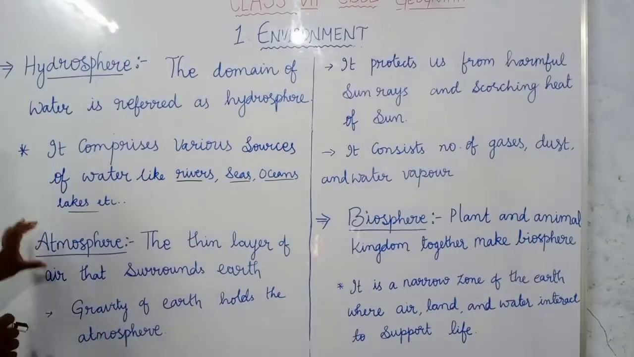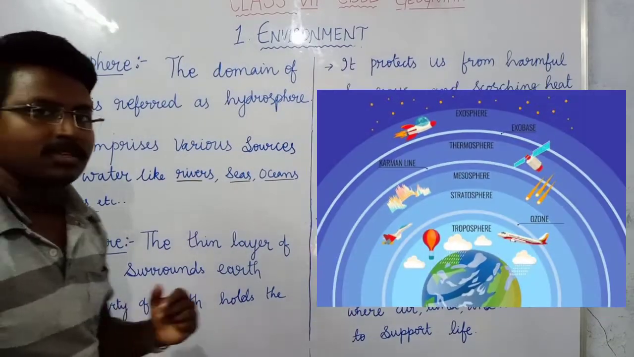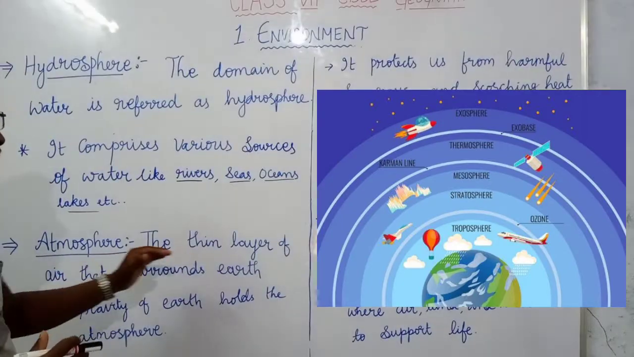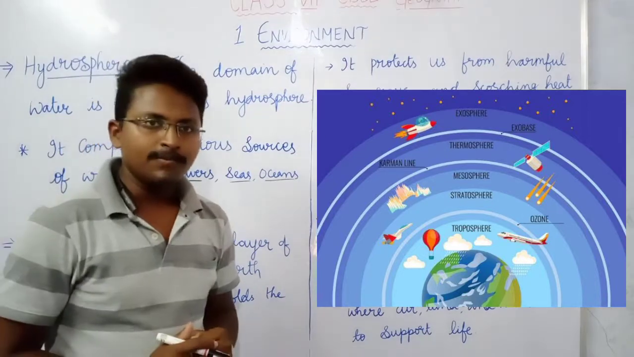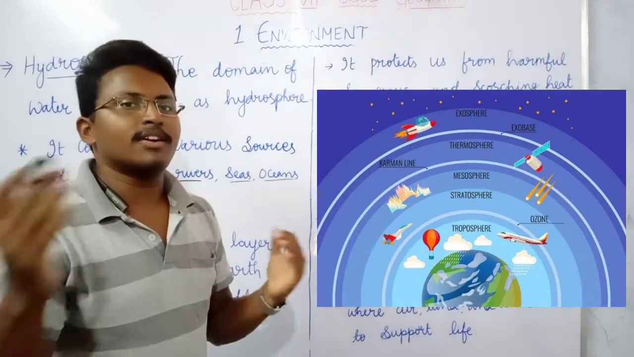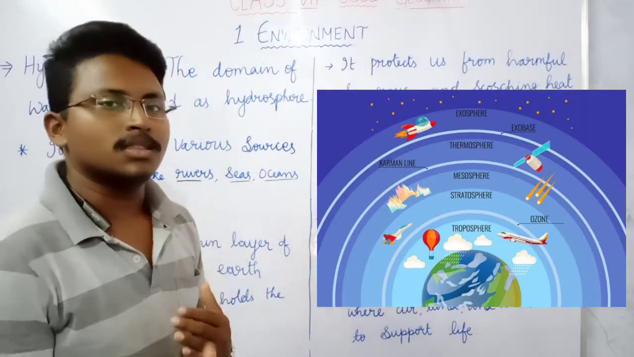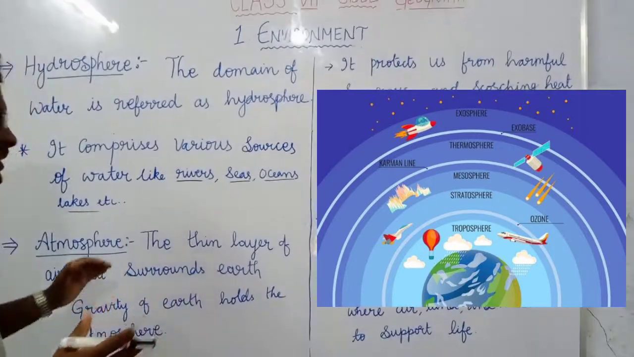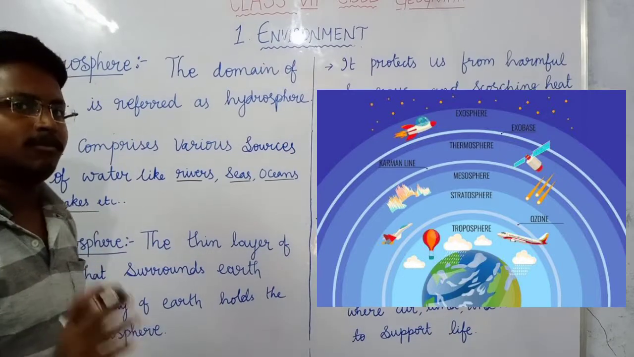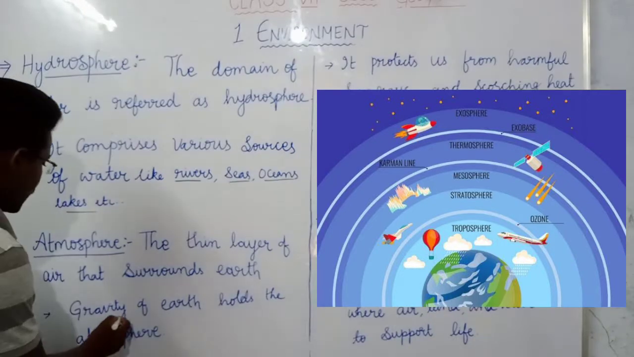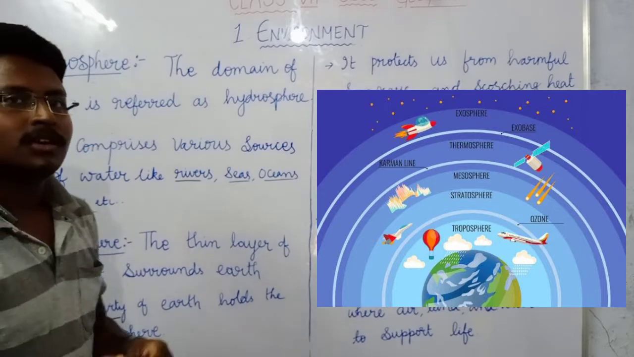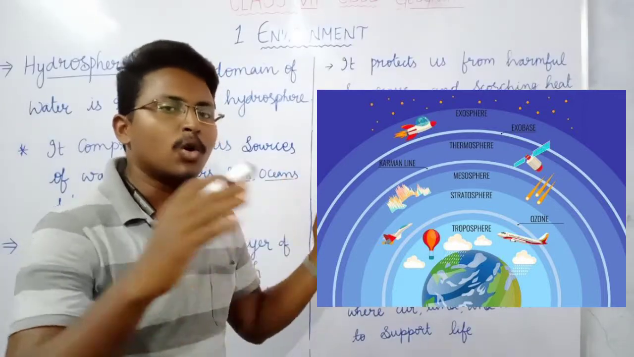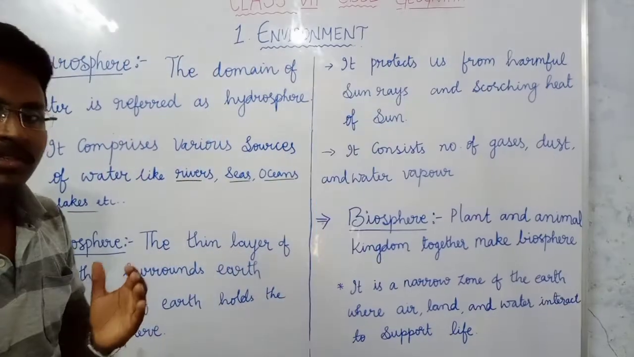Then the next one is about this atmosphere. What is this atmosphere? Atmosphere means the thin layer of air that surrounds Earth. You all know that a thin layer of air which surrounds our Earth, we call this atmosphere. Why it is surrounding Earth is because the Earth has this gravitational force. That means the pulling capacity of the Earth actually holds this atmosphere which surrounds Earth.